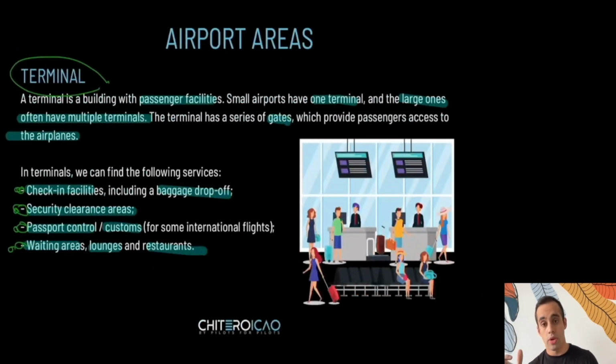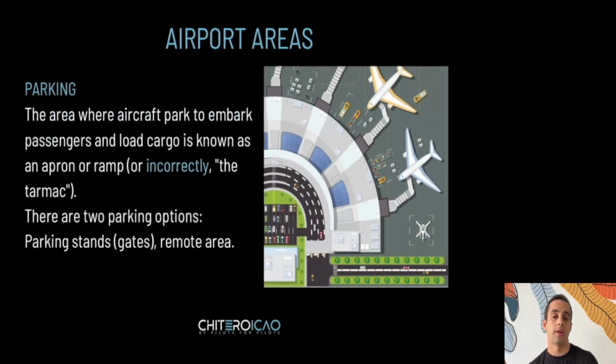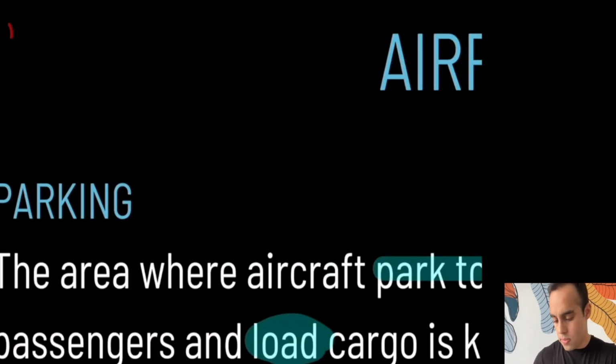So we talked about the terminal, we talked about the embarking area. After that, we have the parking area. So basically, this is the area where airplanes park to embark or disembark the passengers and load the cargo. It's known as the apron or ramp. We will not call this a tarmac. I'm gonna explain soon, right? Most of you already know why, but I'm gonna mention this. There are two parking options: the parking stands or remote areas. That's it.